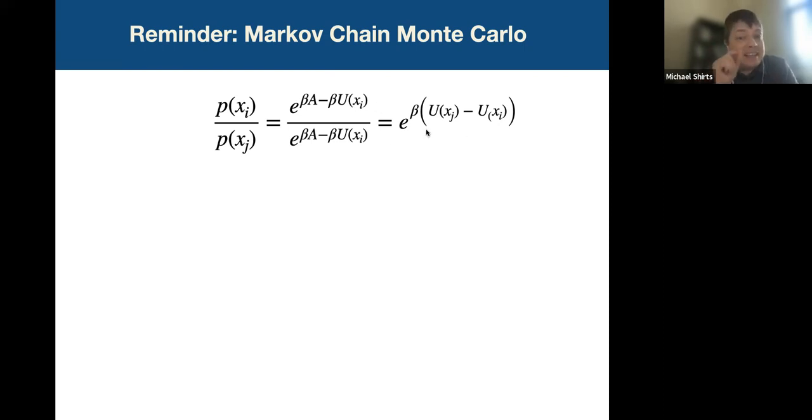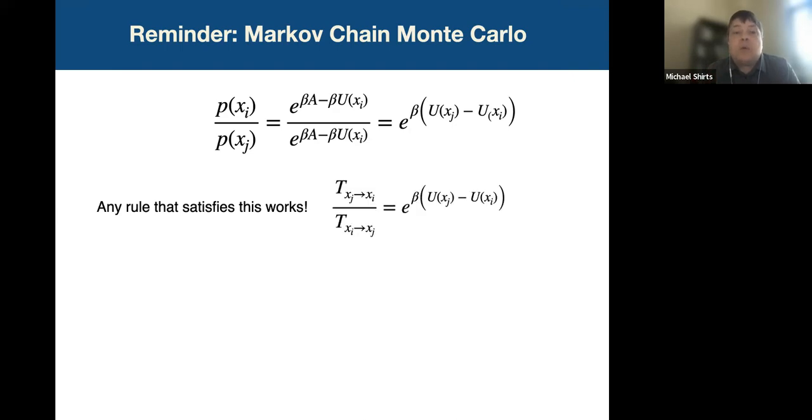So in this case, you will have just this. Oops, that's in the wrong place, but we'll fix that later. Essentially, it's the potential energy difference between the two of them. So that's what you want to make sure: that your transition rule gives you this probability ratio. Any rule that satisfies this will work. So this probability ratio has to be equal to this transition ratio. By rule of transitions, I just mean like an algorithm.